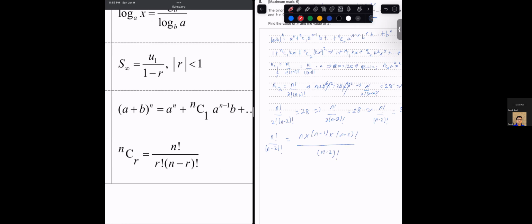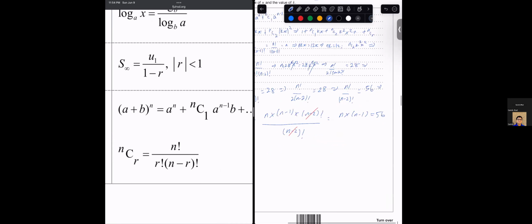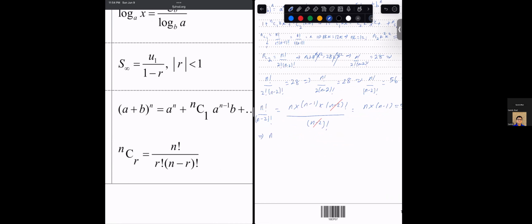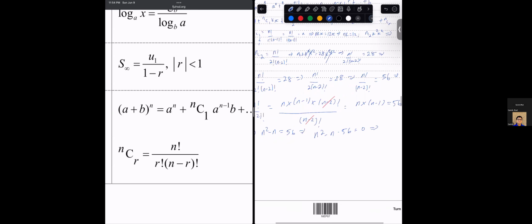So what do we see now? What's common? n minus 2 factorial. So cancel these two. And we are left with n into n minus 1, and that will be equal to 56, right? So then now we have n squared minus n is equal to 56, right? So now we can solve this. So n squared minus n minus 56 is equal to 0. This is simple using algebra, obviously.